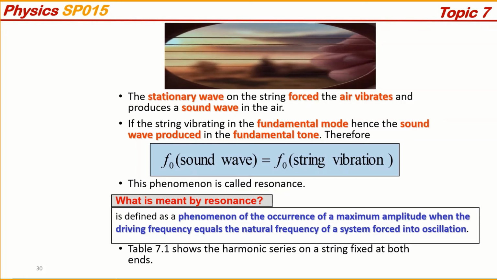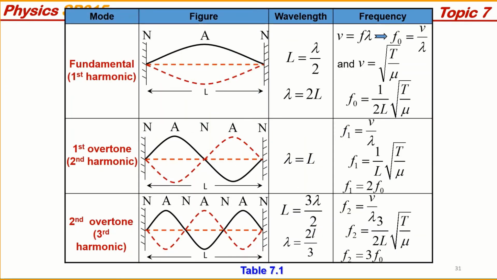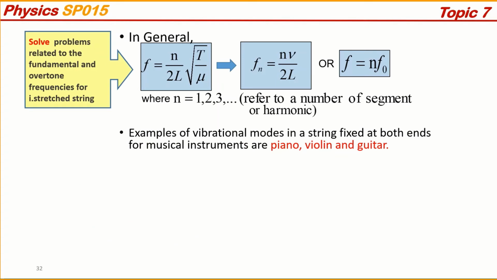Table 7.1 shows the harmonic series on a string fixed at both ends. Fundamental, first harmonic; first overtone, second harmonic; second overtone, third harmonic. So in general, f equals n over 2L times the square root of T over mu. So fn equals nv over 2L, or fn equals n f0, where n equals 1, 2, 3, and so on. Examples of vibrational modes on a string fixed at both ends are musical instruments: a piano, violin, and guitar. Included in the learning outcome.